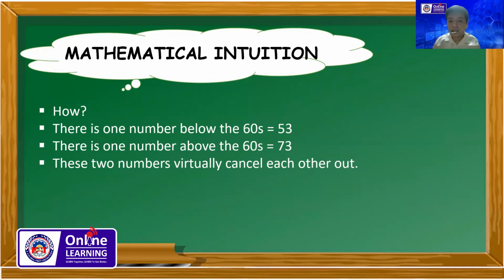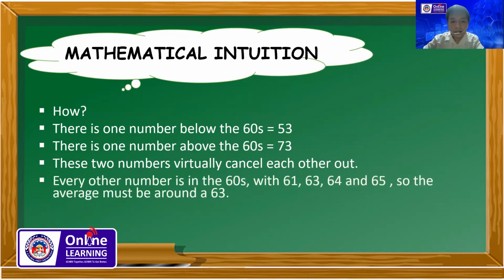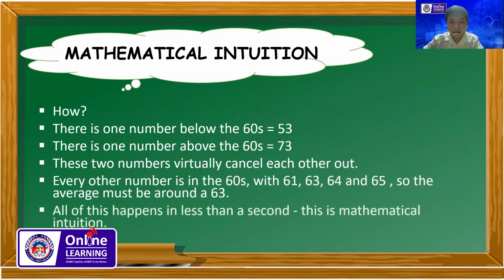So that's why we will cancel out those two numbers, because we need to find the average of the range 53 to 73. So that's why we will cancel out the lower and upper range. Then after that, every other number is in the 60s, with 61, 63, 64, and 65. So the average must be around 63. And the last one, all of this happens in less than a second. This is mathematical intuition.